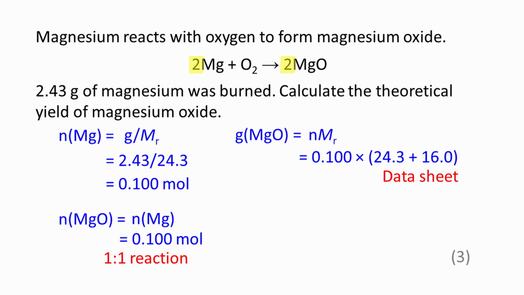The mass of magnesium oxide that you would expect to form can be found using mass is equal to amount multiplied by molar mass. The amount of magnesium oxide is 0.100 moles. The molar mass of magnesium oxide can be calculated using the atomic masses of oxygen and magnesium found on the datasheet. The theoretical or expected yield of magnesium oxide works out to be 4.03 grams.